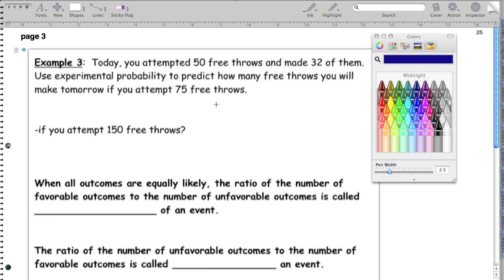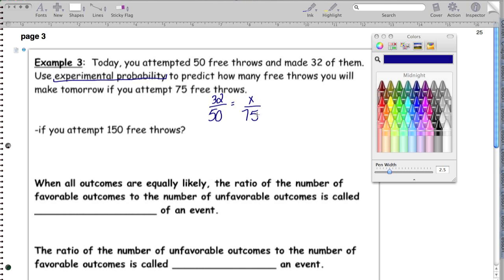So today, we attempt 50, so that's our total that we try. Of that 50, we make 32 of them, so 32 successes. Now this is experimental probability because we don't know all of our possible outcomes. It's based on repeated trials. So, to predict what we're going to get tomorrow, we know that we're going to attempt 75, so a total of 75 possibilities, and we need to figure out how many of those we're expecting to actually get in.